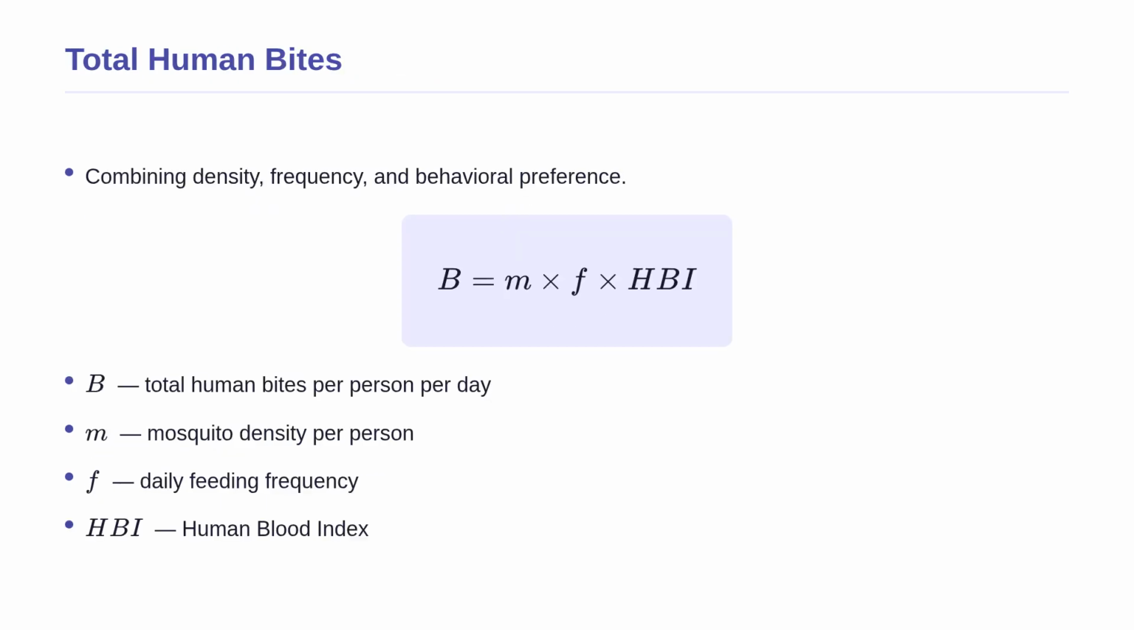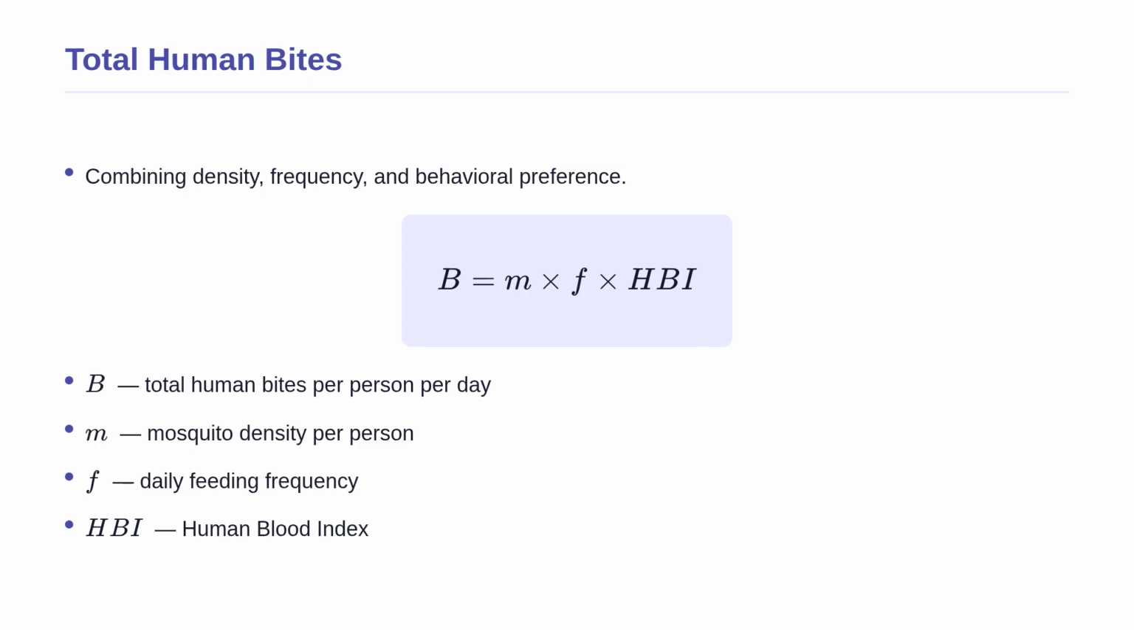With our feeding frequency understood, we can now calculate the ultimate risk factor. This formula beautifully combines population size, biological digestion speed, and behavioral preference into one equation. The symbol B represents the total number of human bites received per person per day. The symbol M is the mosquito density per person. The symbol F is the feeding frequency we just discussed. Finally, HBI is the proportion of bites that actually target humans.